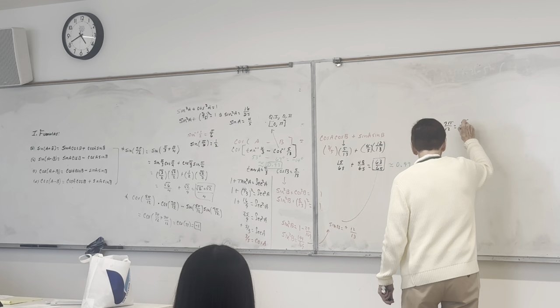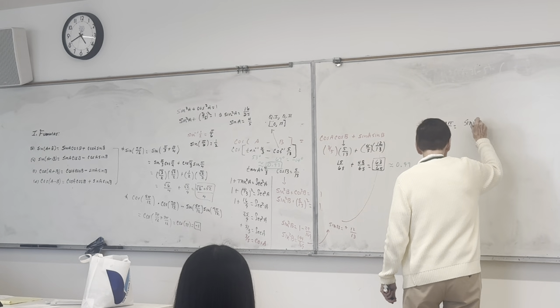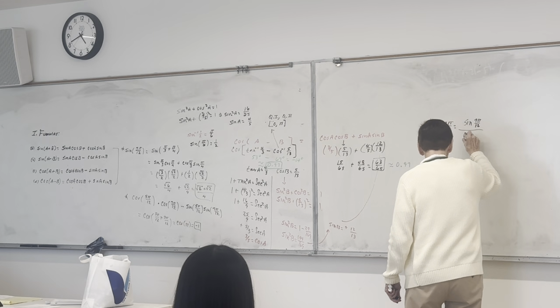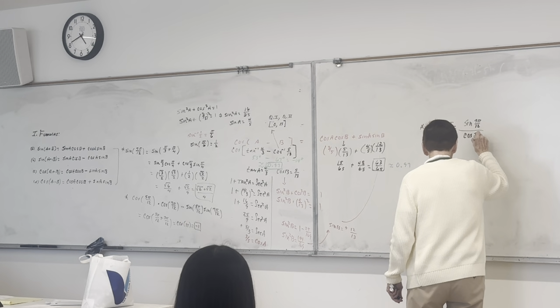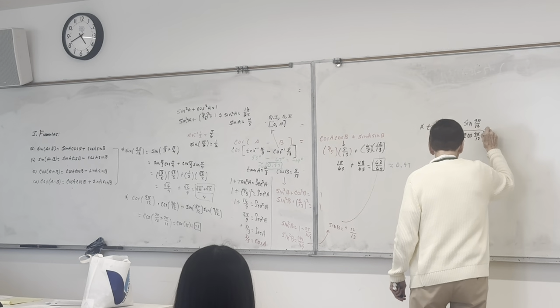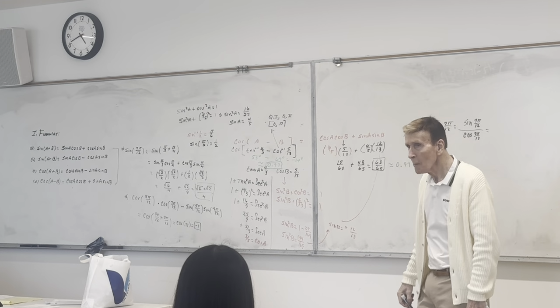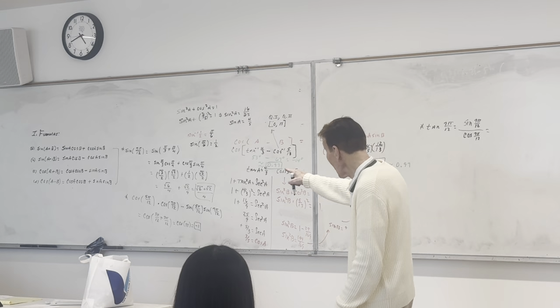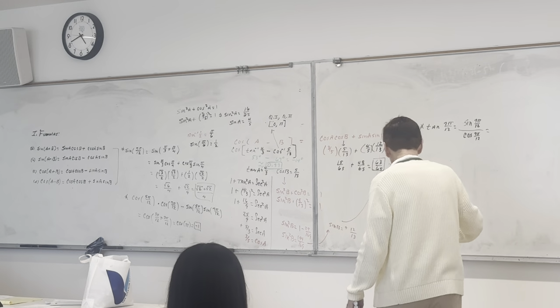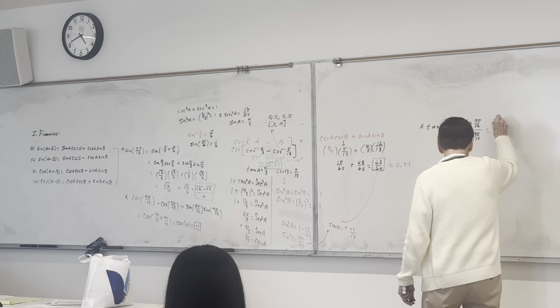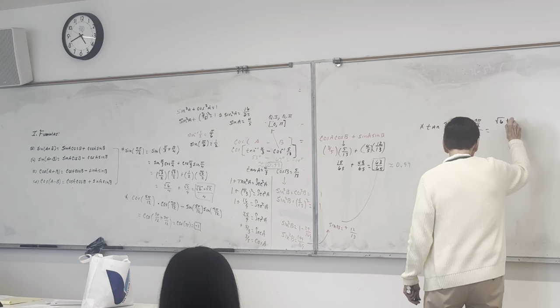Do this. Sine of what? 7 pi over 12? Cosine, 7 pi over 12. Let's change it. Sine we found. Thank goodness, we got radical 6 plus radical 2, I hope this is correct, all over 4.